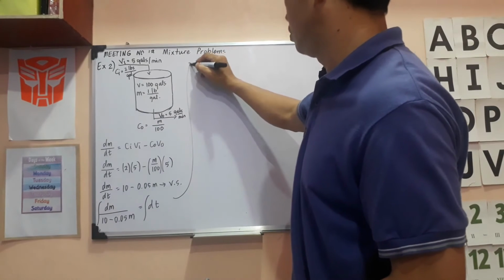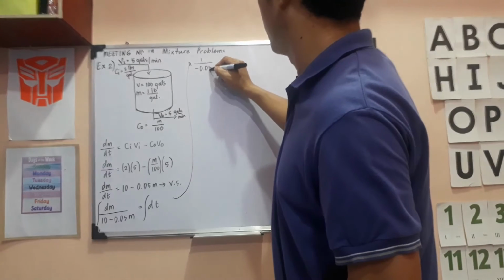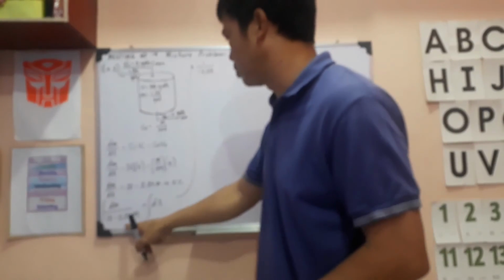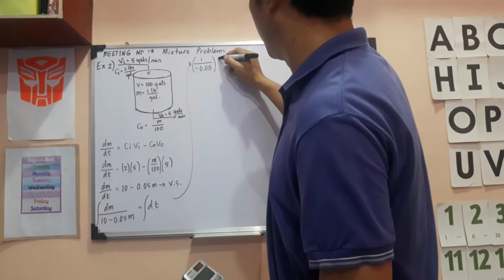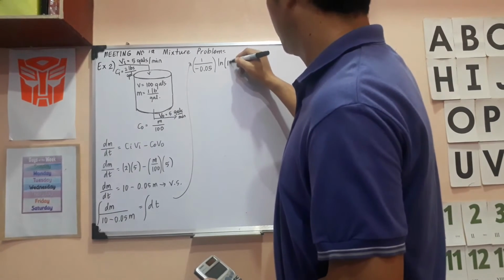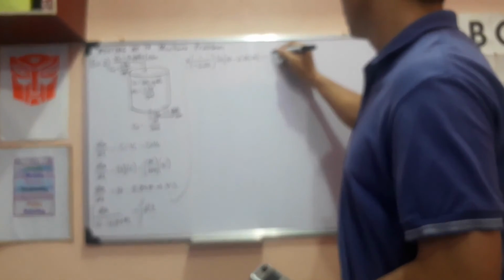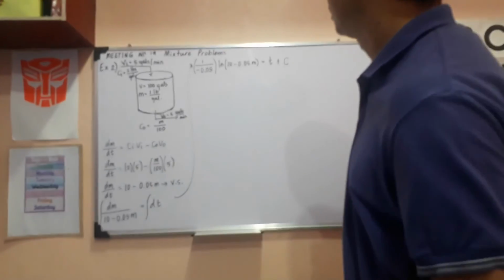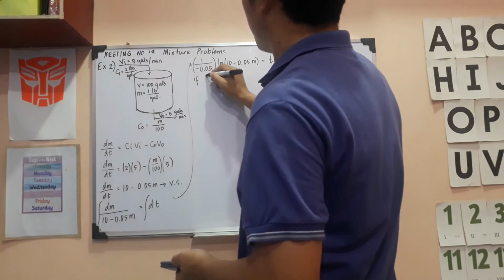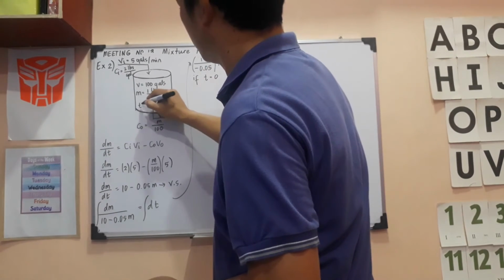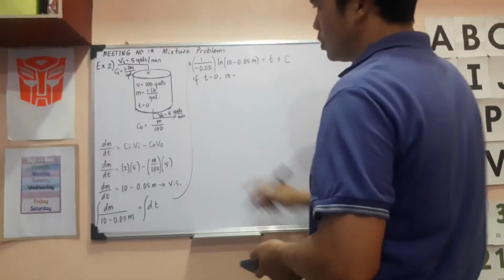So we have an answer of 1 over negative 0.05 for the integrating factor of this, and then multiply by ln of 10 minus 0.05 of m is equal to t plus c. So, ito yung panggagalingan natin lahat ng equation. Now, if time is equal to 0, ito yun, di ba? Initially, what is m? So, ilalagay mo is 1.